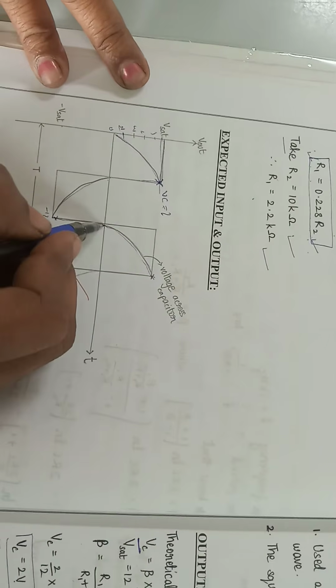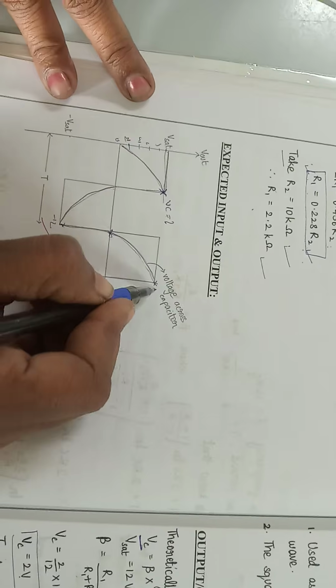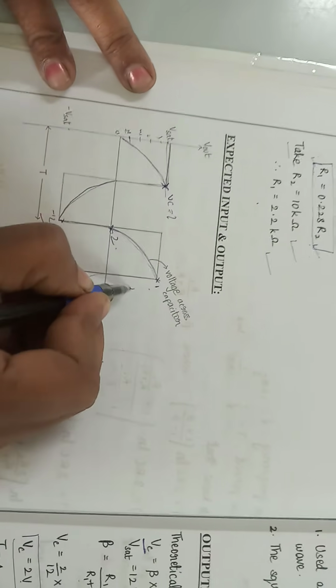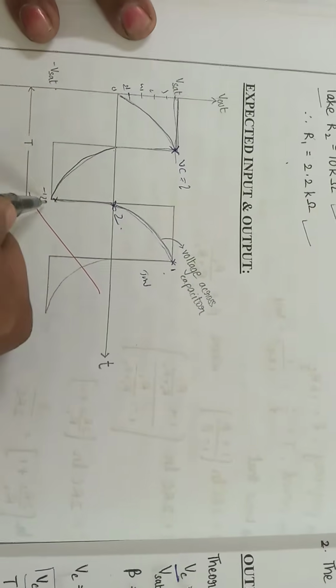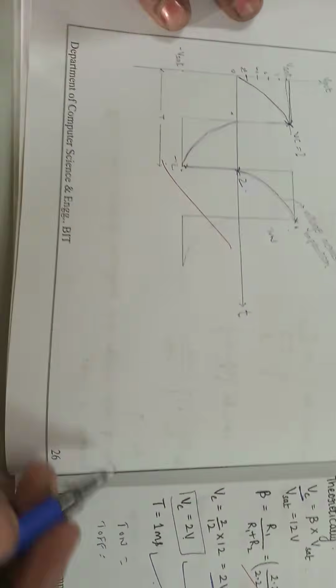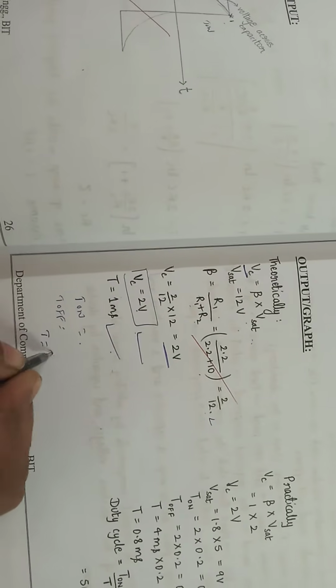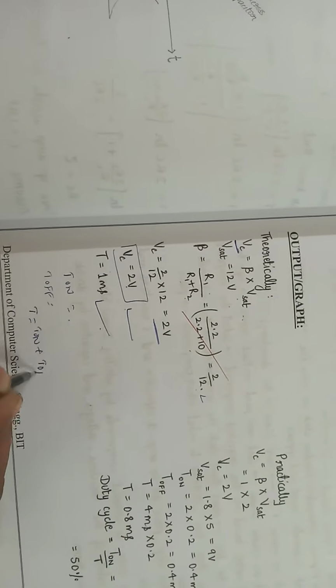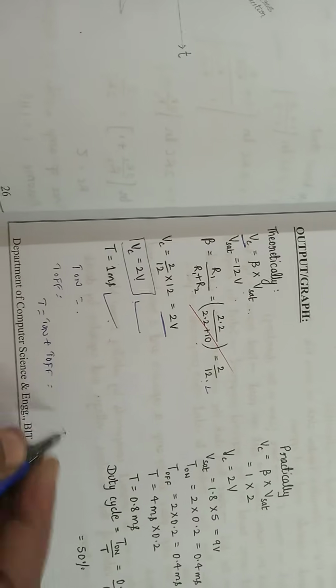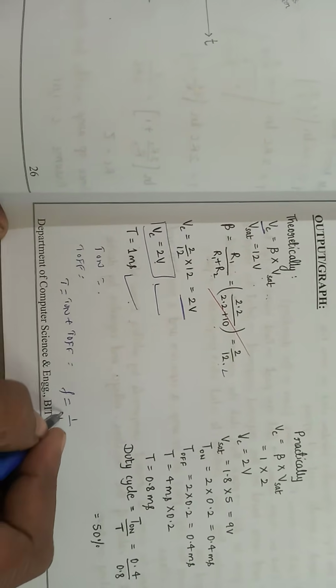If you want the charging time, you take the 2 points between these and subtract this point and this point, and you will get T on. Then if you subtract this point and this point, you will get T off. You calculate the values of T on and T off. Then you apply T is equal to T on plus T off. You got T. Then to check your frequency, f is equal to 1 by T.